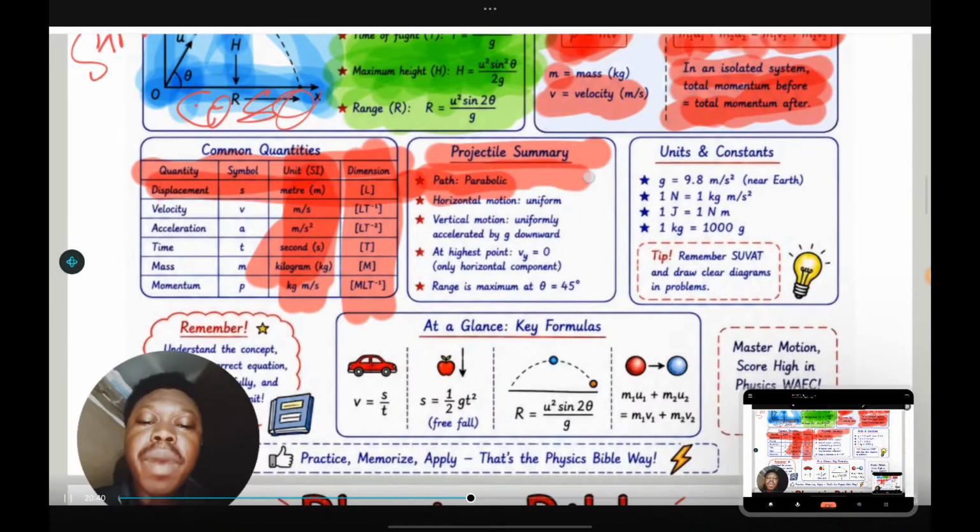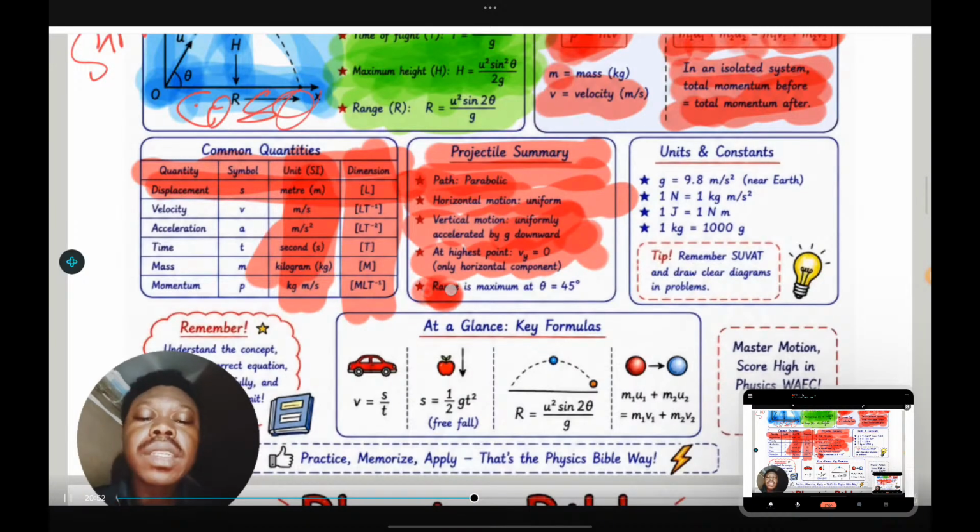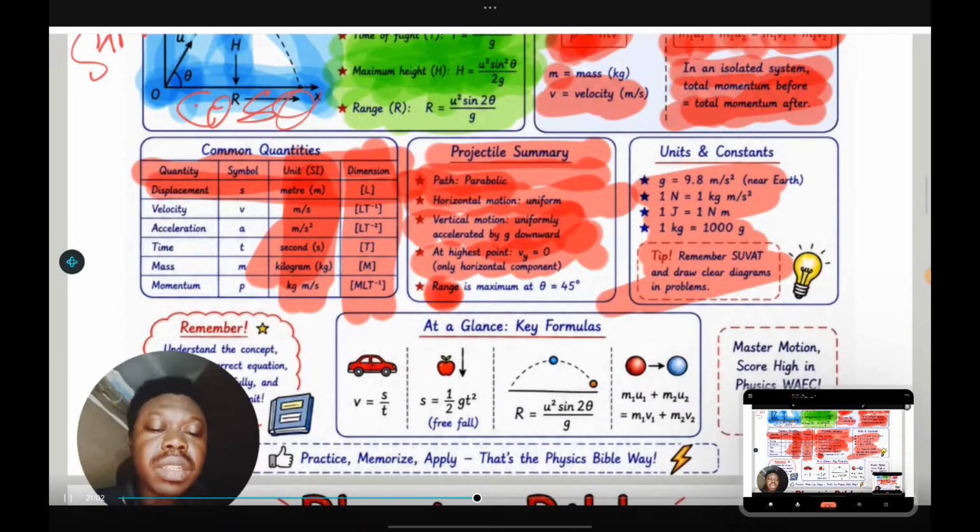Then for projectile, we have path. The path is a parabolic path. We have the horizontal motion, which is uniform. We have the vertical motion, which is uniformly accelerated at g downward. At the highest point, v of y equals 0. And then range is maximum at 45 degrees. Take note of these constant values. Is that clear? Please take note of all these.